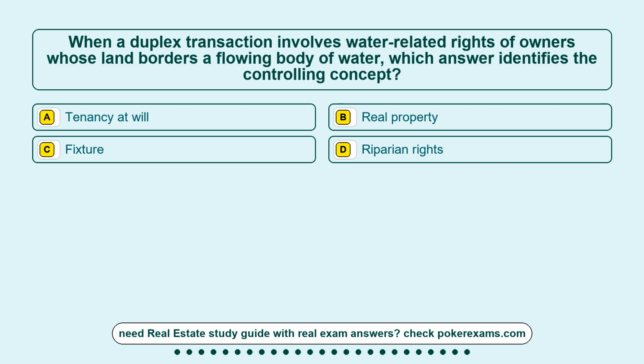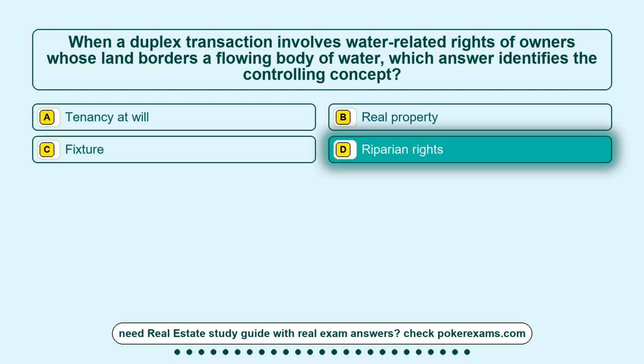Question 17. When a duplex transaction involves water-related rights of owners whose land borders a flowing body of water, which answer identifies the controlling concept? Option A, a tenancy at will. Option B, real property. Option C, fixture. Option D, riparian rights. The correct answer is option D, riparian rights.